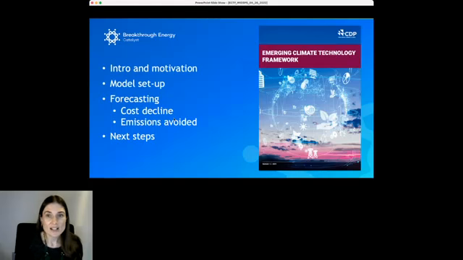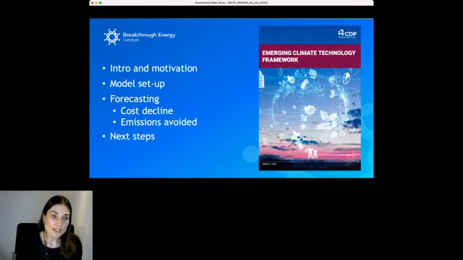I will go through the introduction and the motivation for why we've developed this impact analytics framework. I'll also talk about how we set up the simulation and the model that we use to assess the forward-looking impacts of investment into climate technologies. And then I'll go a little bit deeper into our forecasting methodologies.